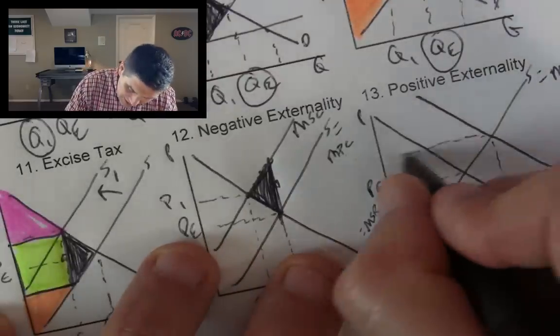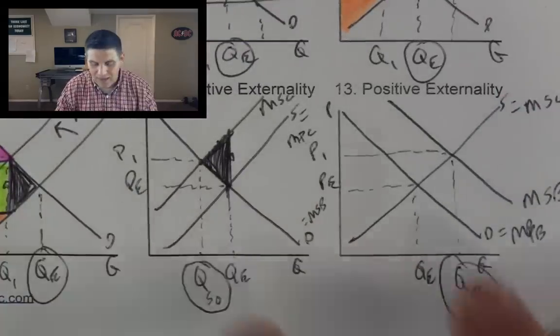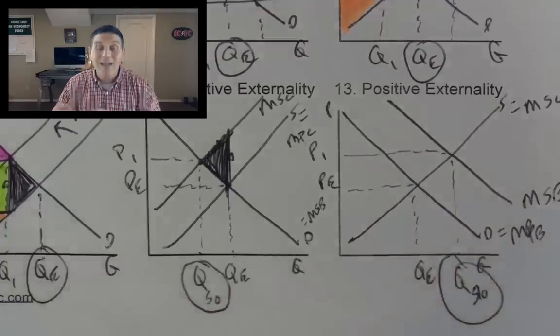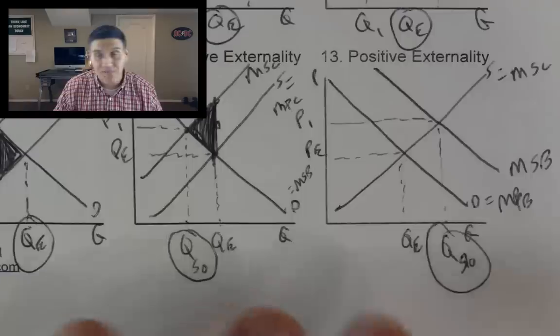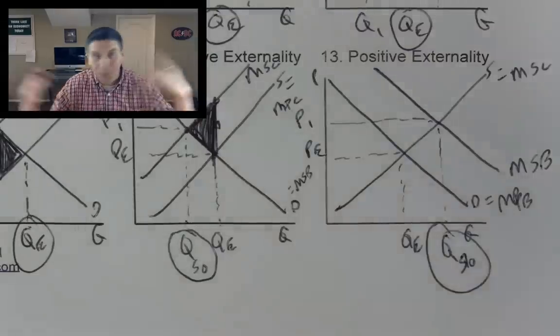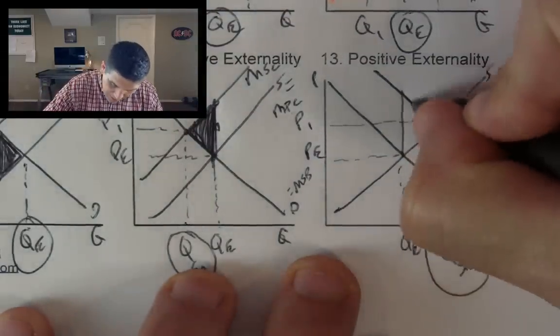For simplicity, I'm going to put P1 there too. Price isn't as important with positive externalities. But the idea here is this. Society is producing QE, but society wants more if you were to factor in the benefits to other people in your decision making. So there is deadweight loss right there.